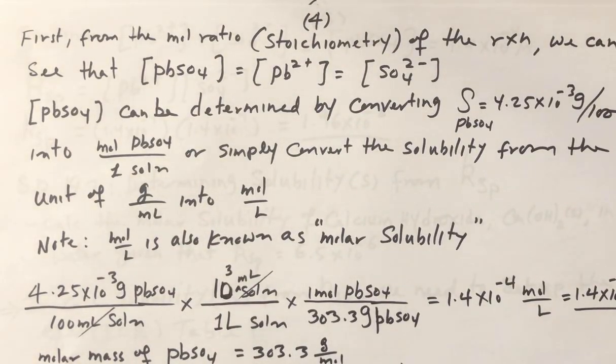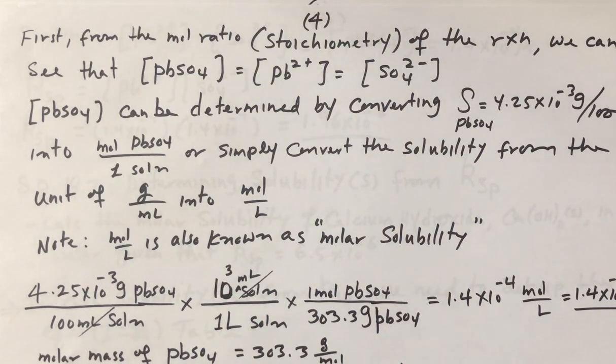So I'm basically explaining at the top of the page that from the mole ratio of the reaction, we can see that for 1 mole of PbSO4, we get 1 mole of Pb2+ and 1 mole of SO4 2-. So the stoichiometry, which is another fancy name for mole ratio, tells us that the concentration of all these three components are the same because they take place in the same mole ratio. Okay, 1 to 1 to 1.